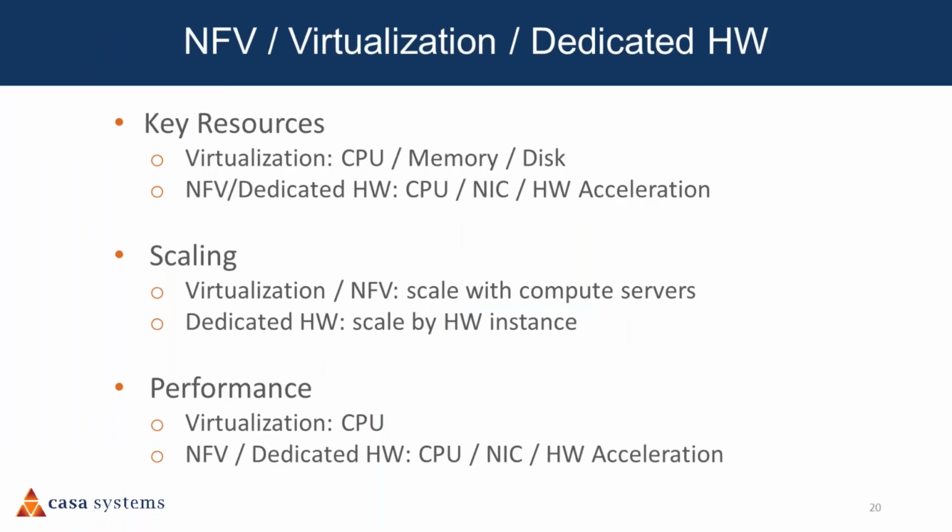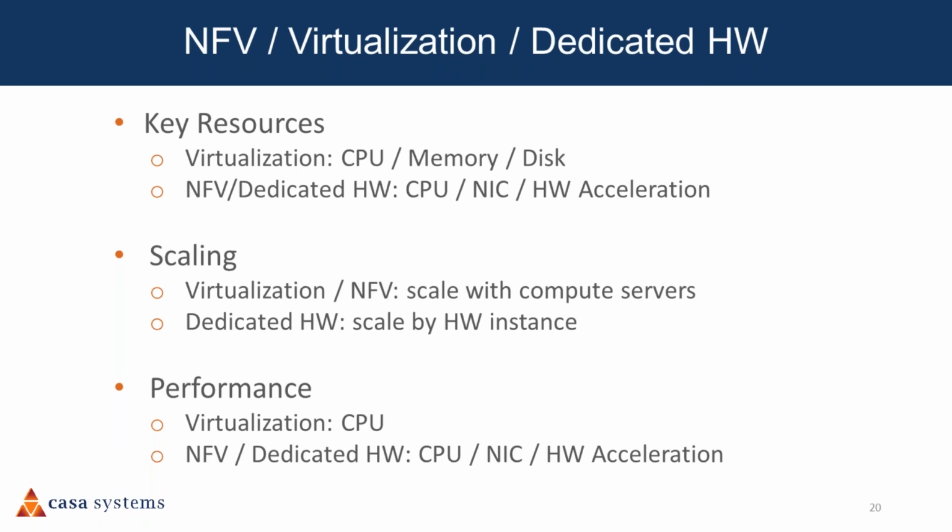So just to go into some details about what we see as some differences and some things to think about when you're deciding to move to NFV. First, some of the key resources. In generic virtualization, a lot of times you're looking at CPU, memory, and disk space for a lot of generic applications. And networking is kind of an afterthought. It's not something that you tend to need a lot of, and it's not looked at very highly.